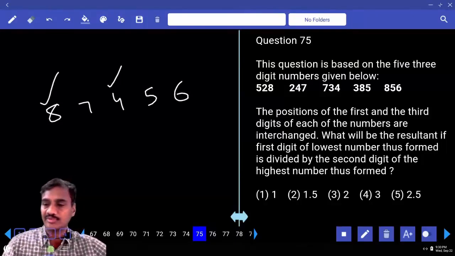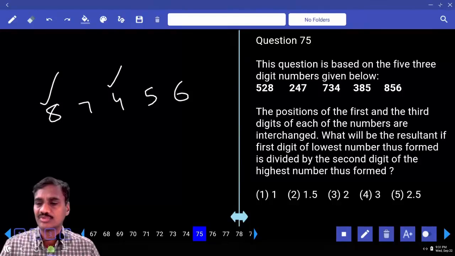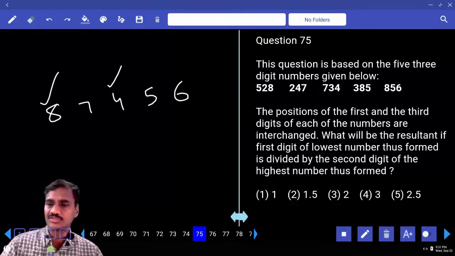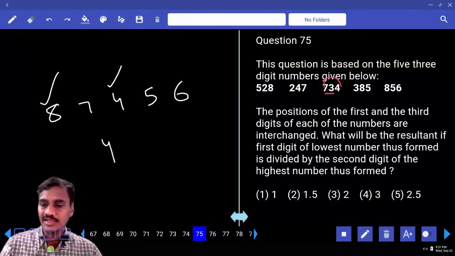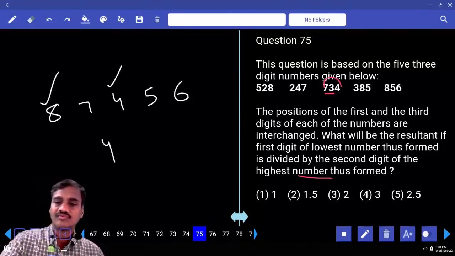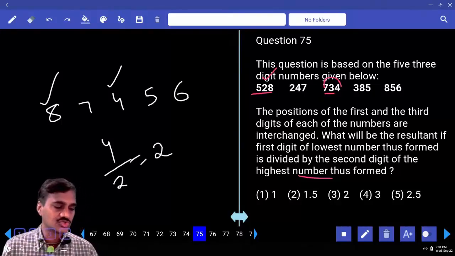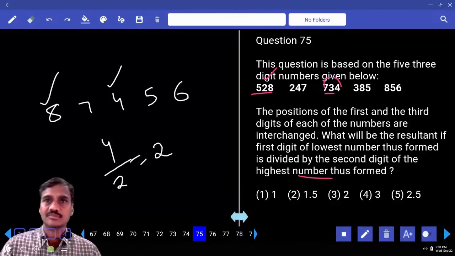Then what will be the resultant if the first digit of the lowest number? What is the lowest number here? Lowest number is 734. In this, the first digit is 4 that comes to the first place. 4 is divided by the second digit of the highest number. What is the highest number? 528. Second digit 2. Now 4 divided by 2. What is your answer? 2 is the answer. 2, that is choice 3. Done?